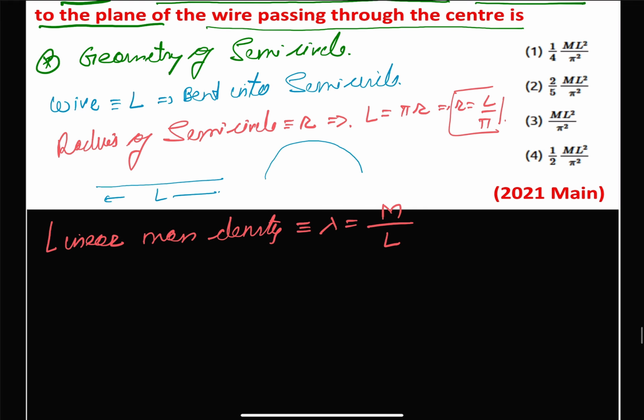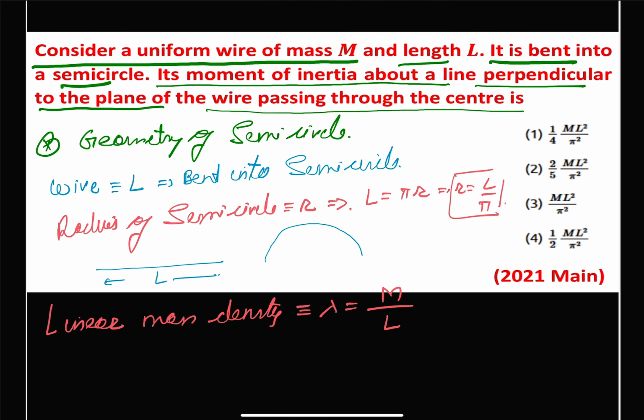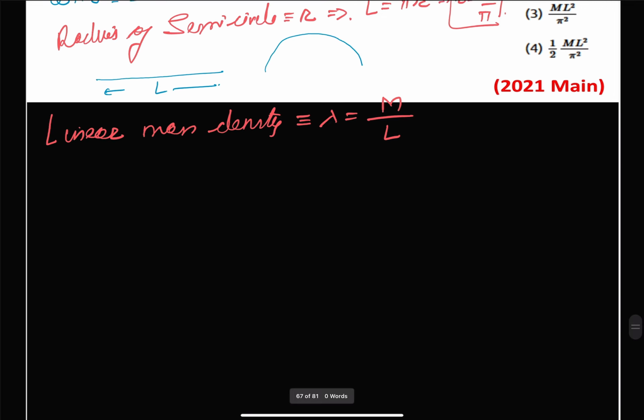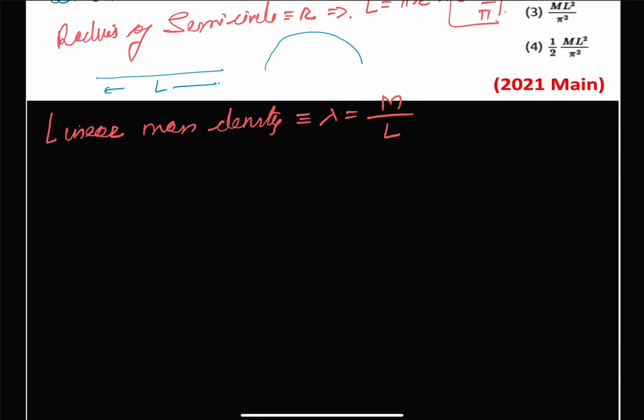Here we have to remember that the axis is passing through the center. And here the center is the center of the complete circle, not the center of mass. So we have a wire bent in the form of a semicircle, and if we complete the circle it will be something like this, and the center of this complete circle will be this point O. So the axis is passing through this O, not through the center of mass.